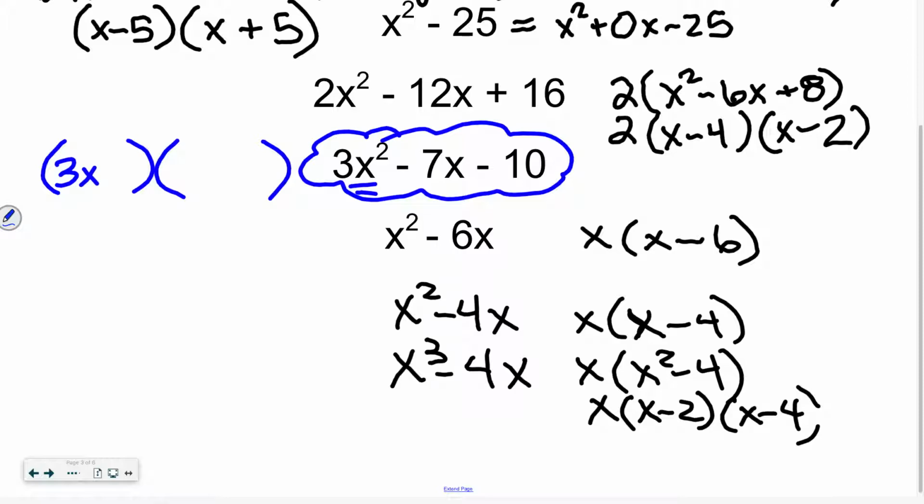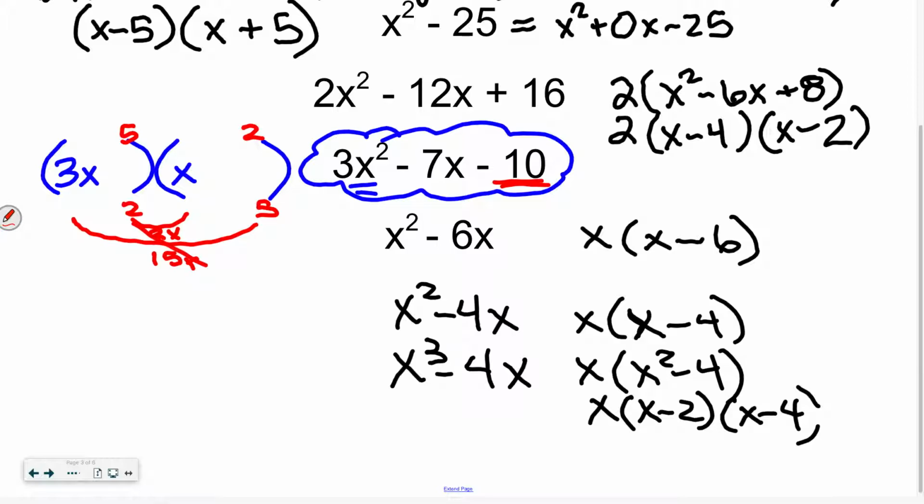3x and x. Okay, what multiplies to make the last term negative 10? 5 and 2, one would have to be positive and one would have to be negative. So I can imagine I could put a 5 and a 2, or I could do a 2 and a 5. And I just check my outside and inside terms. So on this one it would be 15x and 2x. Will that make negative 7x in the middle?